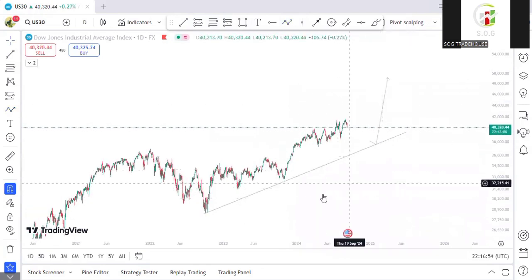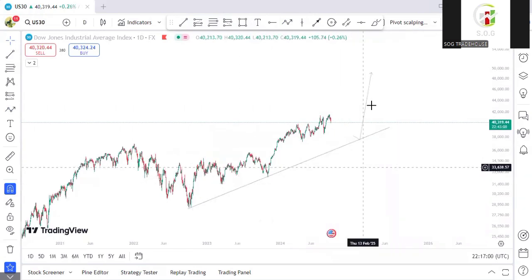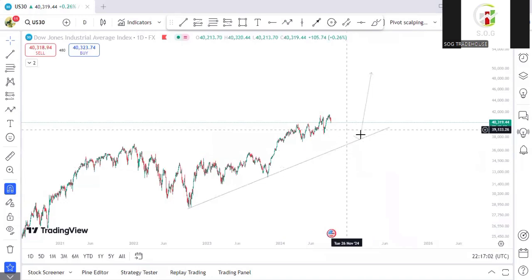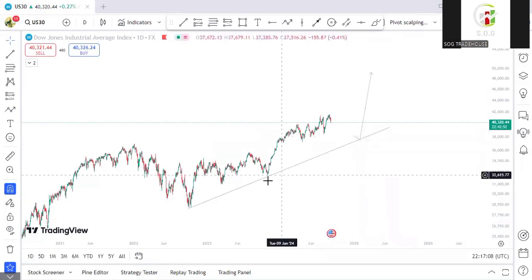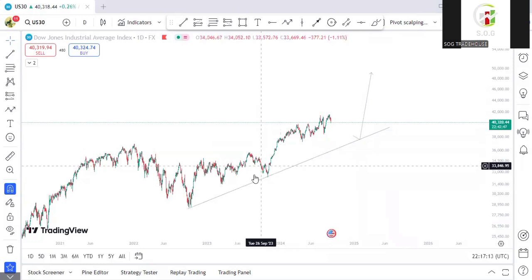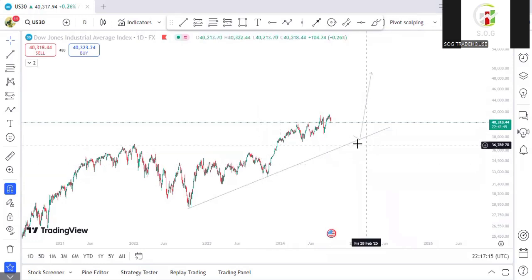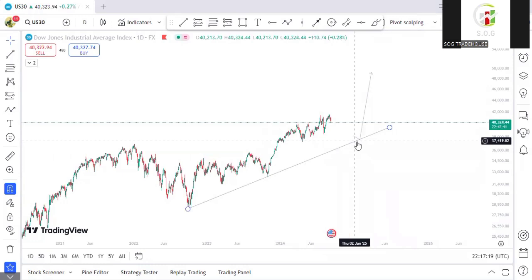So this is how you catch swing on indices. You just have to draw your trend line on the daily time frame and wait for the market to come down to the daily time frame trend line. So if you want to catch a swing like this last swing here, you don't take your entry from the 4 hour or the 1 hour time frame. You have to wait for the daily time frame to close on this trend line.